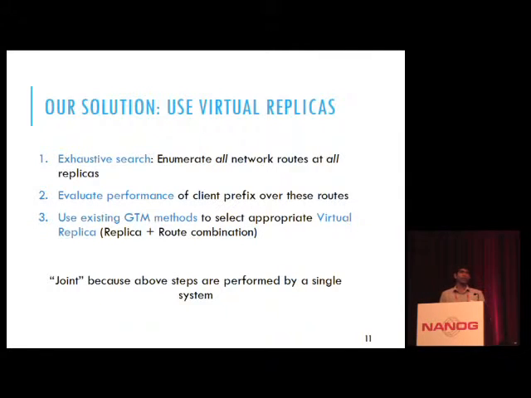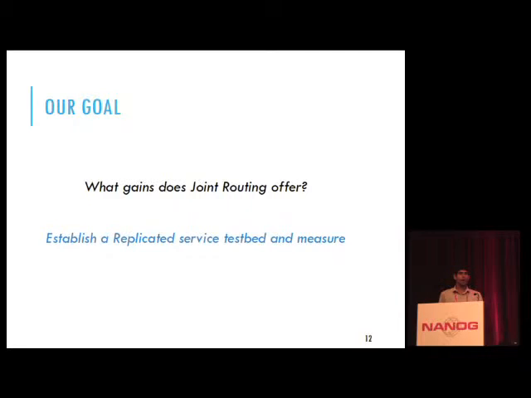So using virtual replicas, the method that we use is, first of all, do a brute force exhaustive search, where we enumerate all possible network routes at all possible replicas, evaluate performance of various client prefixes over each of these routes, and then we use existing GTM methods like DNS or HTTP redirects to select between these virtual replicas instead. And we call this joint because these steps are performed by a single system. So our goal when we started out was, okay, you can do this. What gains does this offer?